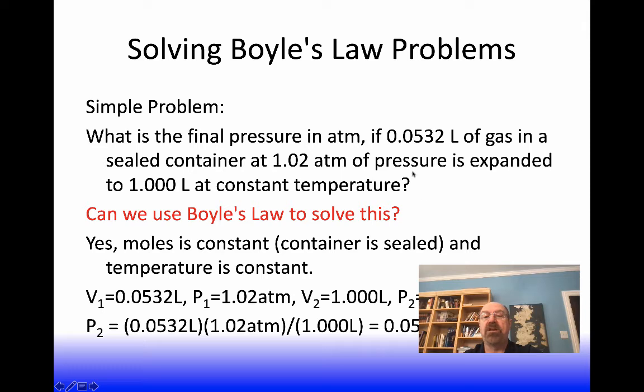Why do we have 3 sig figs? This has 3, this has 3, this has 4. In the end, the term that has the fewest is 3. So we're going to be rounding it down to 3 significant figures.